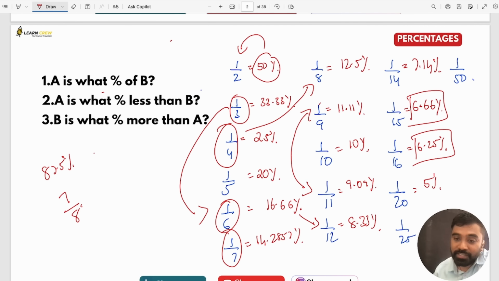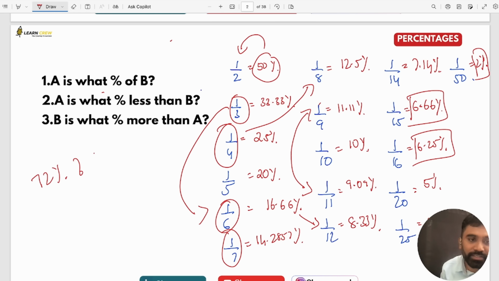1 by 25 is 100 by 25, that is 4%. 1 by 50 is 2%. Sir, will I be using this 2% or not? Yes, you will be using it, sir. How, sir? Example, imagine I'm asking the question, what is 72% of 150? Now you'll say, sir, I do not have any number which is exactly 72 or a multiple of 72. I do not have 7. What to do? Don't worry, it's an even number, right?